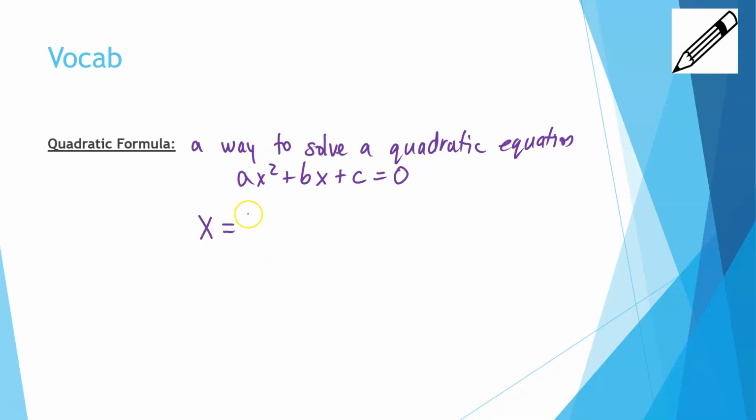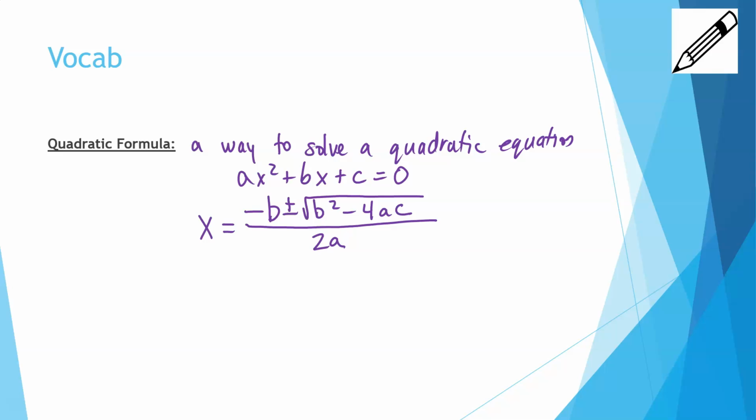It's x is equal to, so this will give you your solutions for x, negative b plus or minus the square root of b squared minus 4ac. Notice all of that, the b squared minus 4ac is under the radical. And then everything I just wrote, including the negative b, is all over 2 times a. Okay, so it's x is equal to negative b plus or minus the square root of b squared minus 4ac all over 2a.